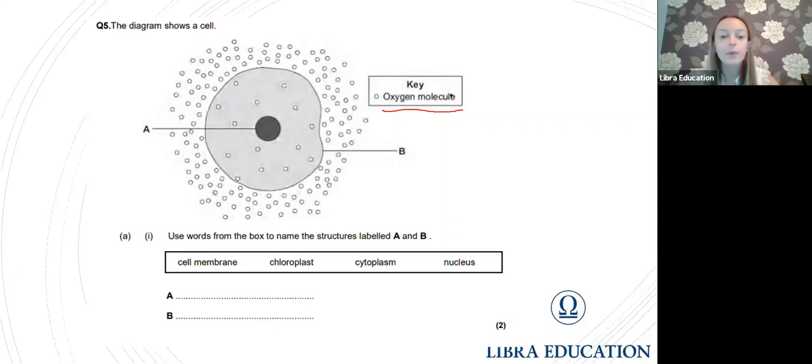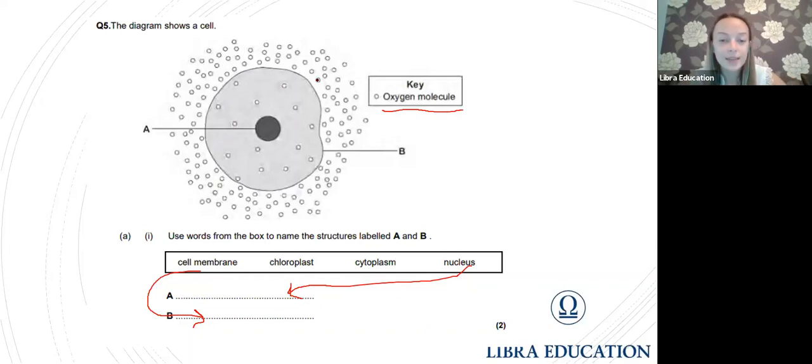Okay, cool. So hopefully what you've all got here is that A is the nucleus. So, you know, this is a large, dark, circular shaped structure or organelle. So that's the nucleus. So I'm going to put this as A. Once again, in your exam, please, if it says write on the line, write on the line. And then B, so what could B be? I'm going to say cell membrane. And that is your correct answer because this is the most outer part of the cell.